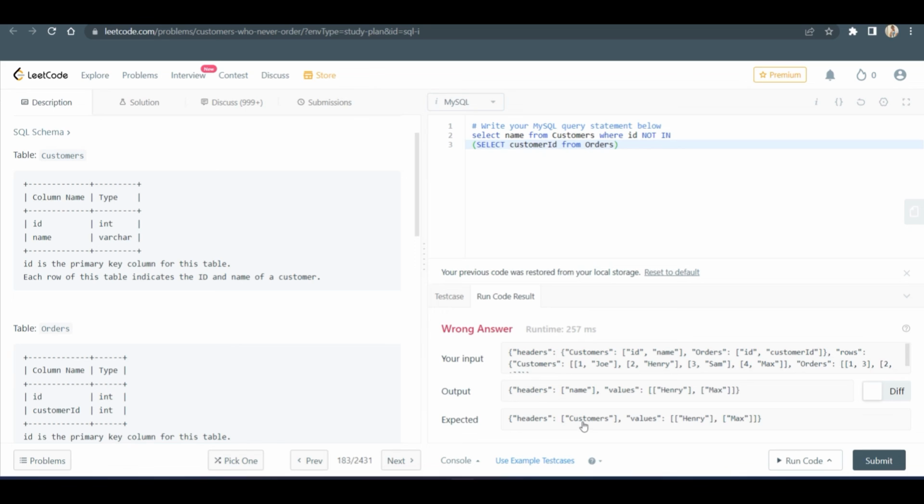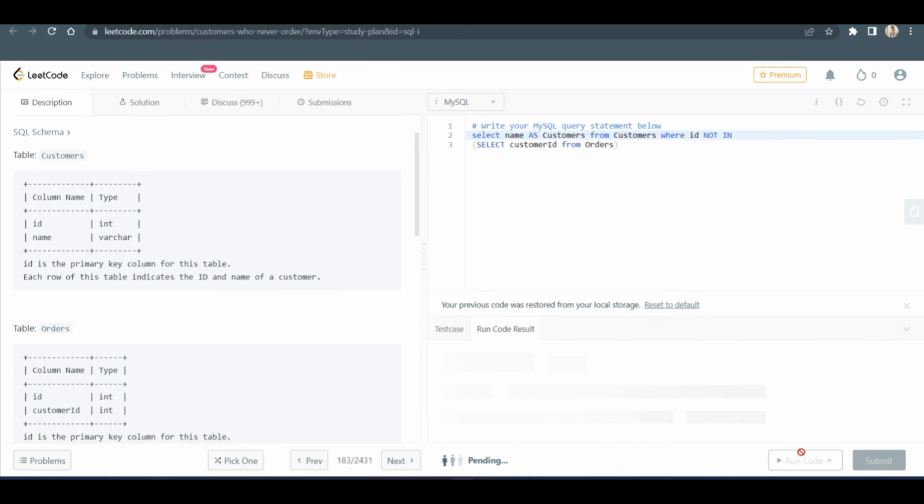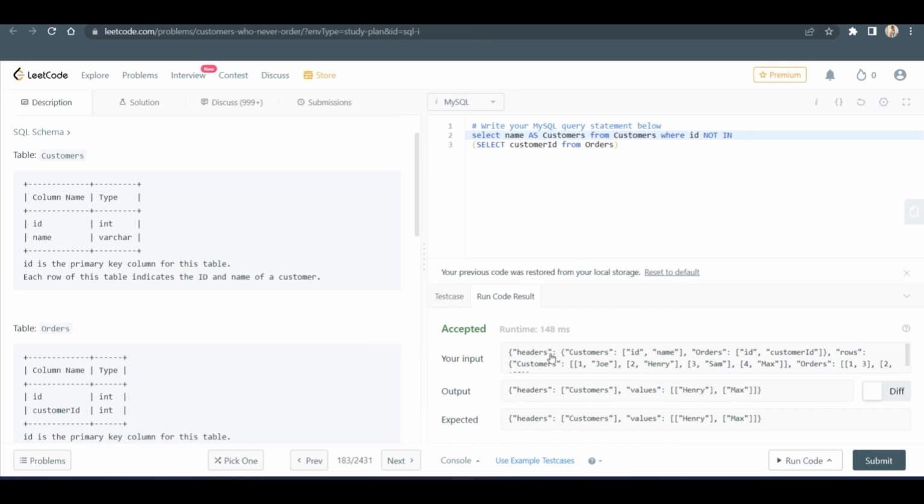Okay, one thing is here, that is the column name, otherwise the values are right. So let me put the column name as customers and let's run again. Okay, this time the answer is right.